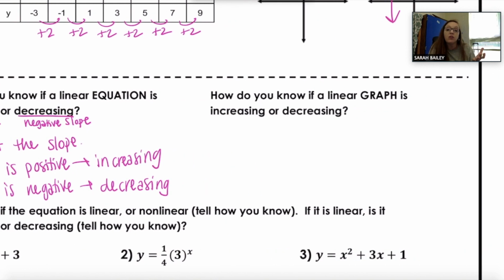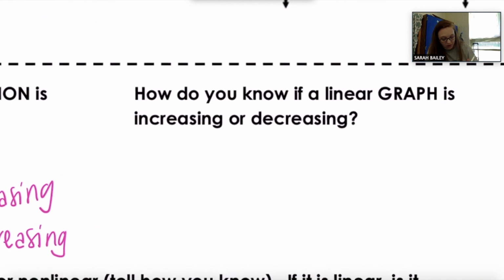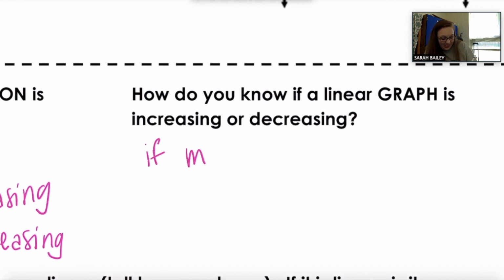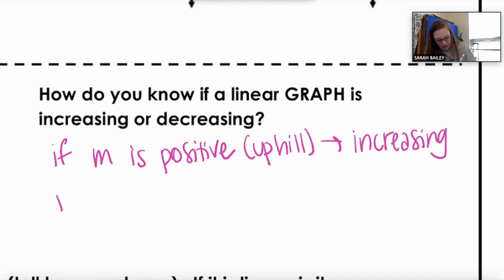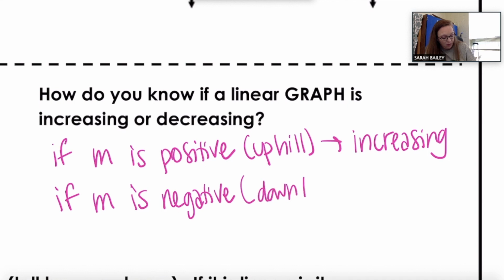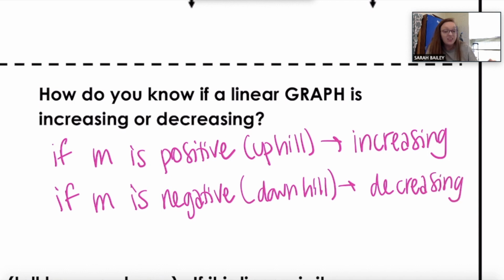How can you tell if a graph is increasing or decreasing? Well, if the slope is positive, meaning uphill, think about slope, then we would say it is an increasing graph. If your slope, or m, is negative, think about slope going downhill, then we say it is decreasing. Okay, just as simple as that.